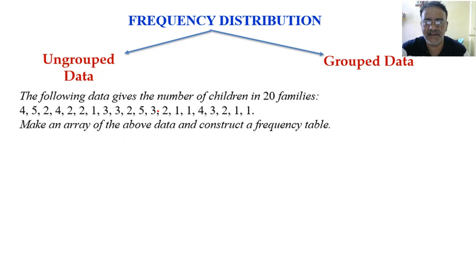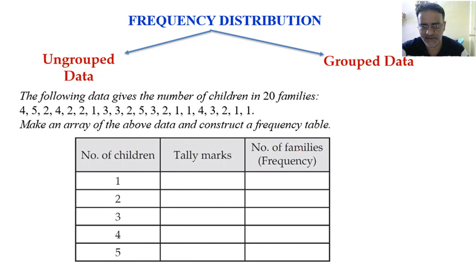Suppose the following data gives the number of children in 20 families. Make an array of the above data and construct a frequency table. चलो frequency table के लिए हम लोग क्या use करते हैं? Tally marks. You know how to represent tally marks? Yes, sir. 2 के लिए 2 use करते हैं, 3 के लिए 3, 4 के लिए 4. What about 5? A diagonal line, sir. 5 के लिए हम लोग यहाँ से क्रॉस करते हैं.